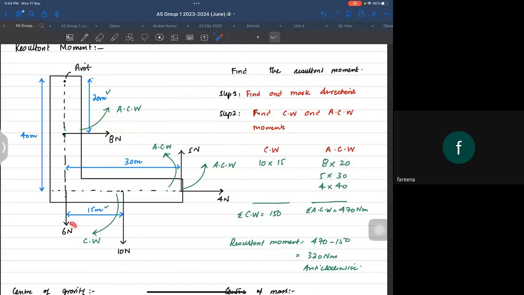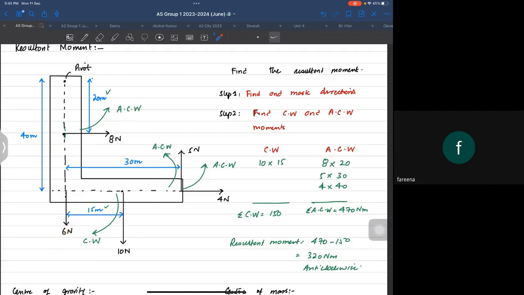Now think about this force. Forget about other ones. If 6 Newton is here and you try to pull it, this is the line of action of pivot. From pivot to the force, the distance is 40. But you might notice that the force and the distance are parallel. They're not perpendicular. Isn't it? It means this force will have no moment because moment is only produced when there is perpendicular distance from the force till the pivot. Okay. So this is nothing. This produces a moment.